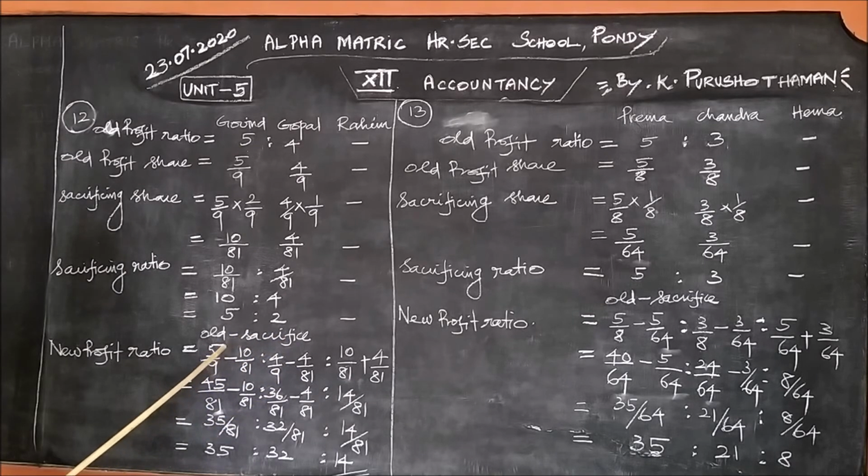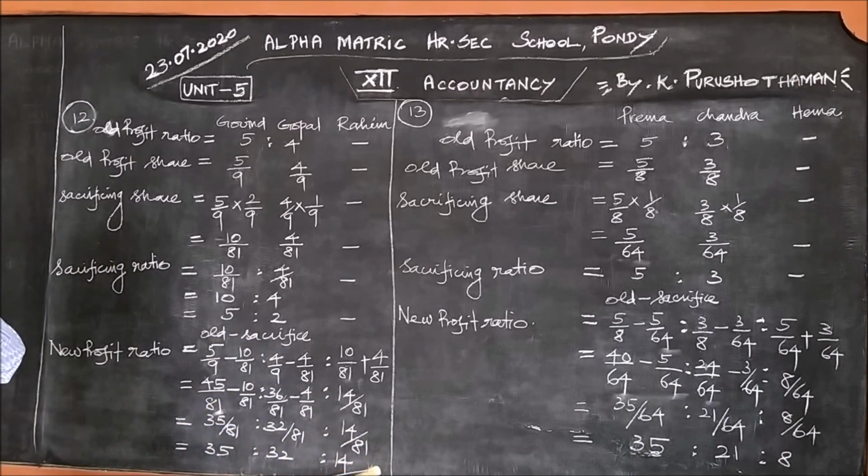But these two cases do not have equal denominators. We should convert them into equal denominators. Convert this 9 into 81. 9 9s are 81. Therefore, with the same 9 on the numerator, 9 5s are 45, so 45 by 81 minus 10 by 81. 9 9s are 81, 9 4s are 36, so here also 81. Now all the denominators are made equal. So 45 minus 10, 35 by 81. Here 36 minus 4, 32 by 81. This is 14 by 81. Therefore, 35 is to 32 is to 14, because the denominators are equal, we can leave them.